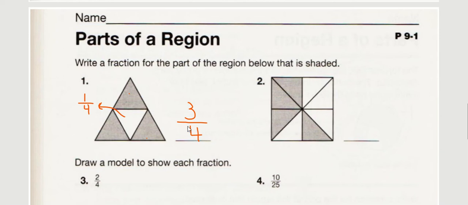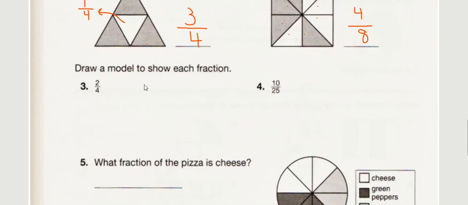Okay, now number 2, we have a square that is split into 1, 2, 3, 4, 5, 6, 7, 8. Yes, so we have a denominator of 8. Okay, how many parts are shaded? 1, 2, 3, 4. Good. So we have 4 parts shaded of the 8. This means that half of the parts are shaded. Yes. Okay, now we want to draw a model to show each fraction.